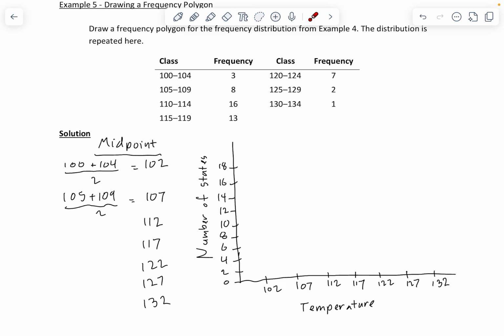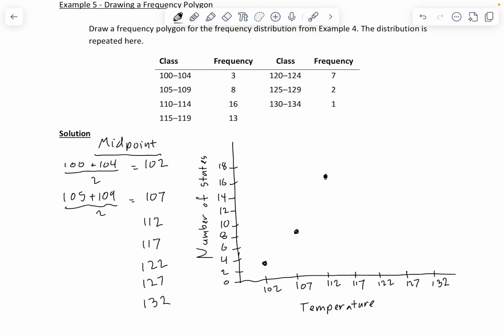So for the midpoint 102, that's the first class. It has a frequency of 3, right? So I put just a point right here. These points basically correspond to the center tops of the rectangles in my histogram from the previous example. I think I should actually bring that down just a tad, so maybe right there. Okay, 107, my frequency there is 8, so I'll put that there. 112, that's the third class. It has a frequency of 16. Okay.